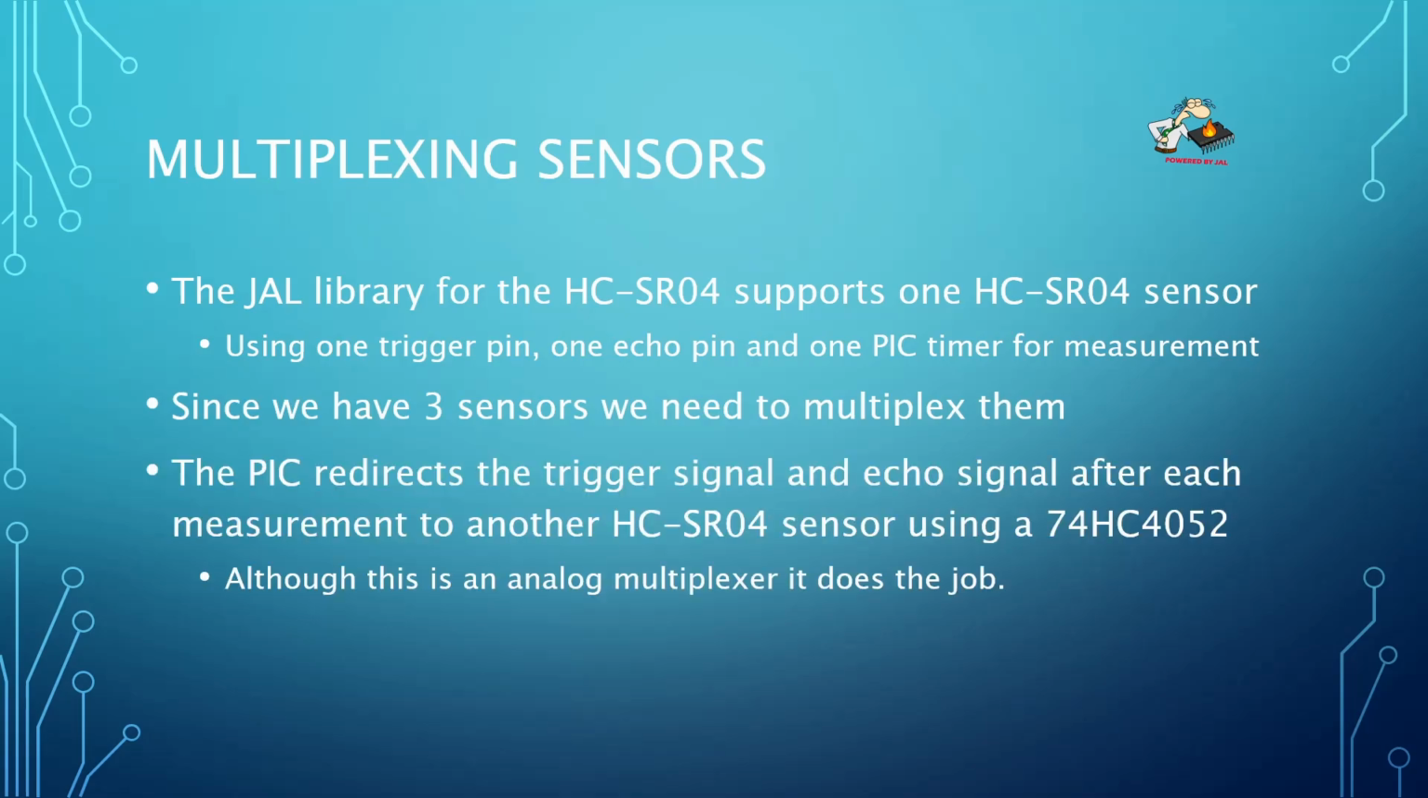For that I'm using a 74HC4052, which is an analog multiplexer. Each time the PIC will trigger 1 sensor, measure 1 sensor, then trigger the next sensor and measure that sensor. This multiplexer is an analog multiplexer, but it works quite well. I could also have done it with electronics, with gates, AND and OR gates, but it would make the circuit much more complex. So this is the simplest way to multiplex the signals.